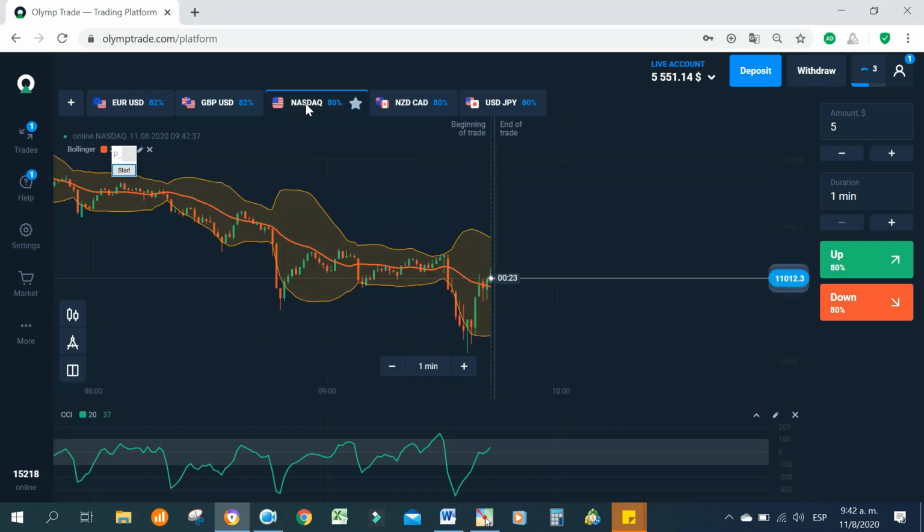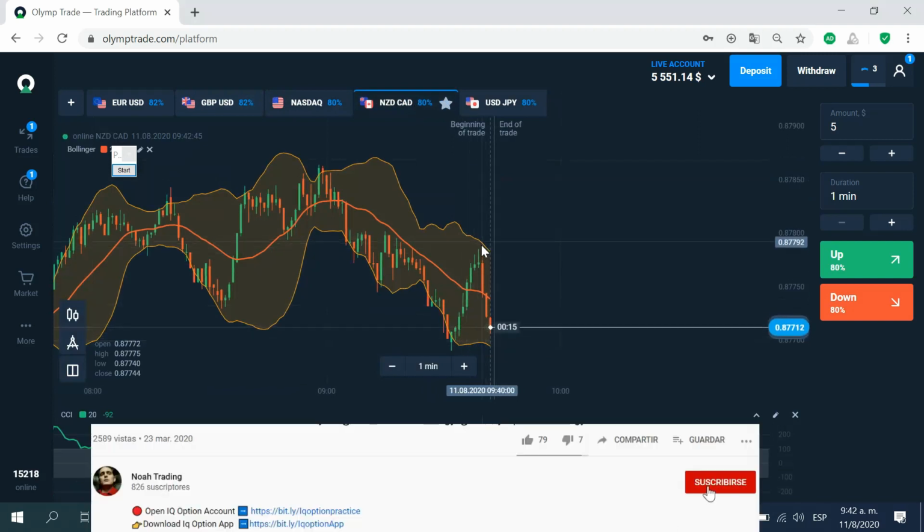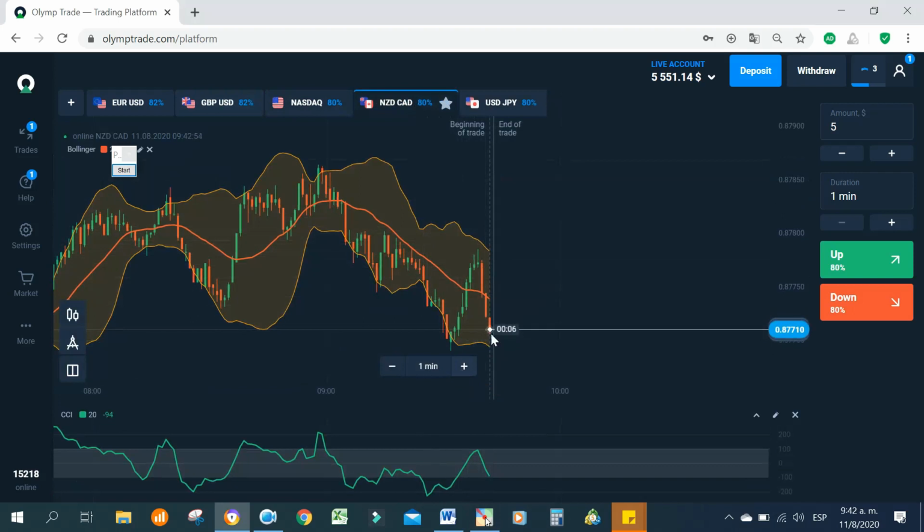In the meantime, let's see how the price is working here. We could have another entry here, but it didn't touch the upper line of the Bollinger Band, so I prefer to wait. However, if the price touches this line again and doesn't break below, we can make a call option.